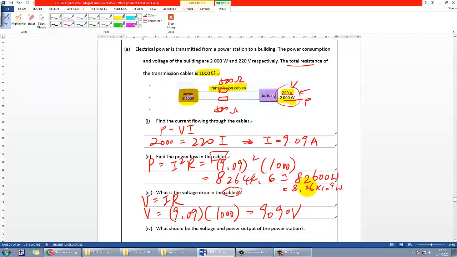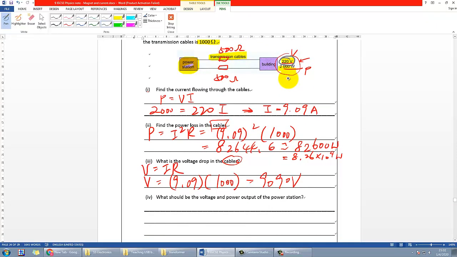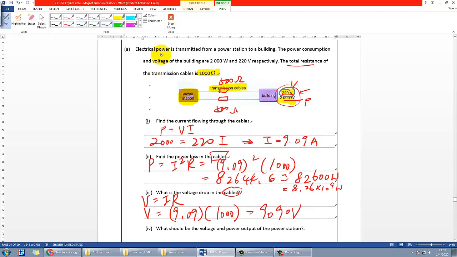Then you may ask, hey, how could we have 220 volts here, right? And this is actually the next question that we are asking you. Think about this. We never mentioned how much voltage is produced by the power station and how much power is produced by the power station, but we already know across the cable it is 9090 volts wasted. It's literally wasted because it's spent on the cables as heat. And only 220 volts is actually dropped in the household building.